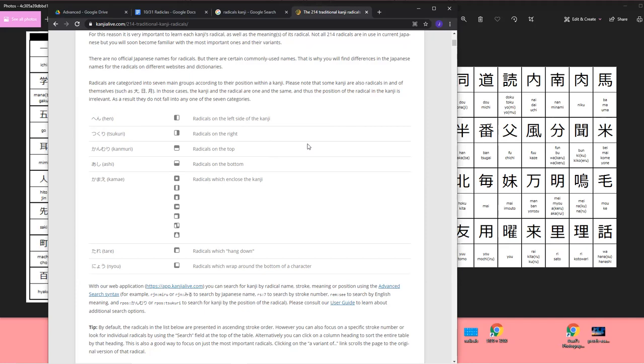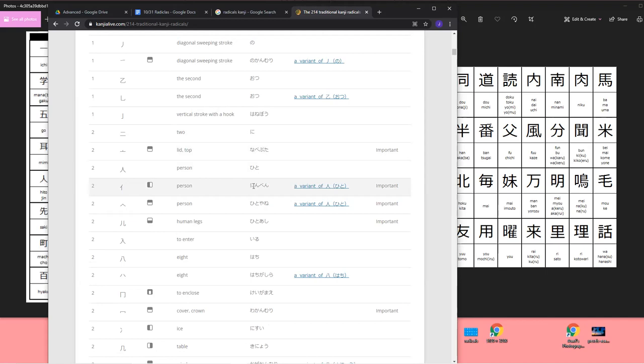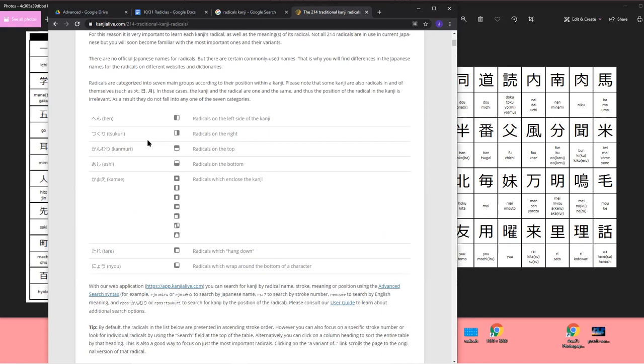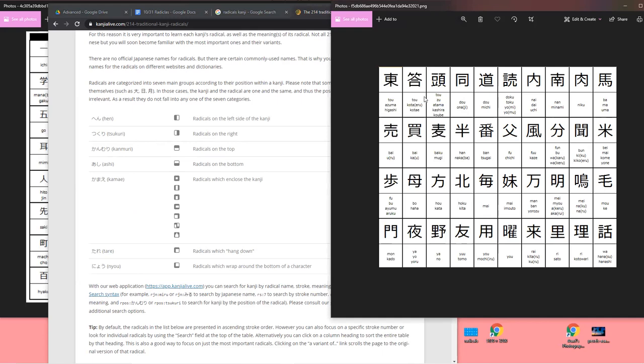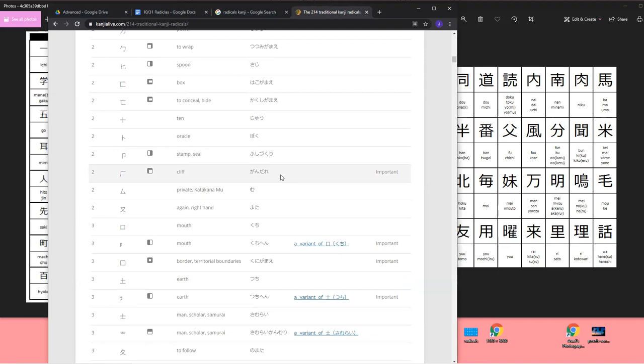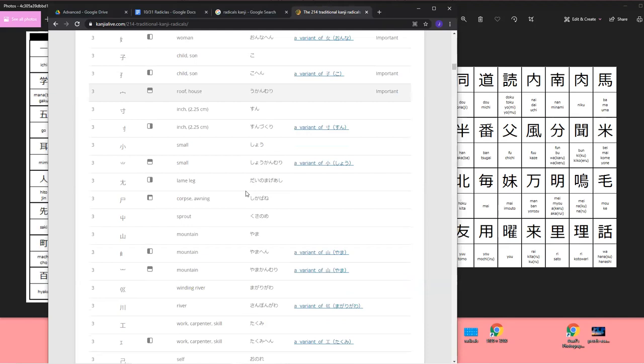So no one's going to go up to you and ask, oh, what kanji has a hen in it? You don't really need to memorize the name, just memorize the definition of the actual radical. Excuse me, sorry. You have tsukuri, radicals on the right side. Kanmuri, sorry, radicals on the top. Radicals on top are like this one. I forgot what it's called. As you can tell, I don't know all the names. You don't need to memorize the names of the radicals, just memorize the definition.